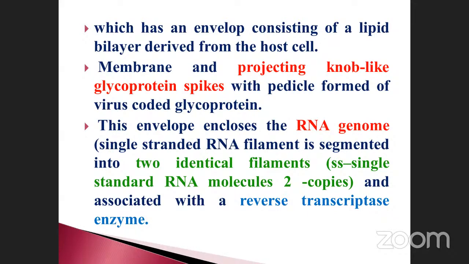Which one is the nucleic acid? Single stranded RNA molecule. How many copies are present in it? Two copies, associated with the reverse transcriptase enzymes. This is the important point. How many copies of reverse transcriptase? It is also two copies. Two copies of the RNA molecule, sorry, extremely sorry, not DNA. Single stranded RNA molecule.